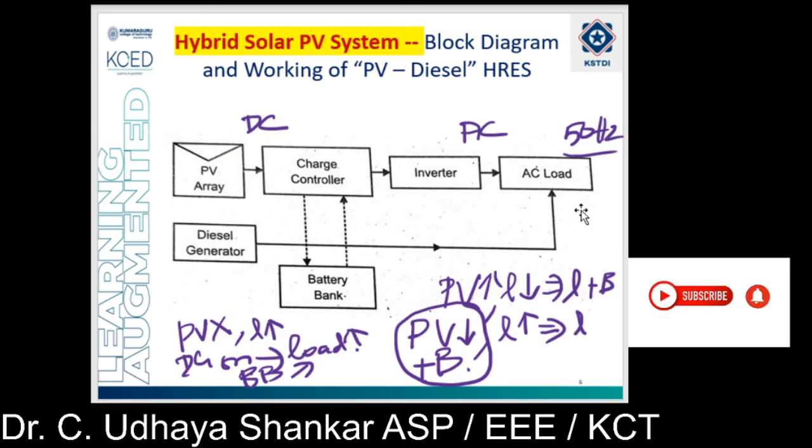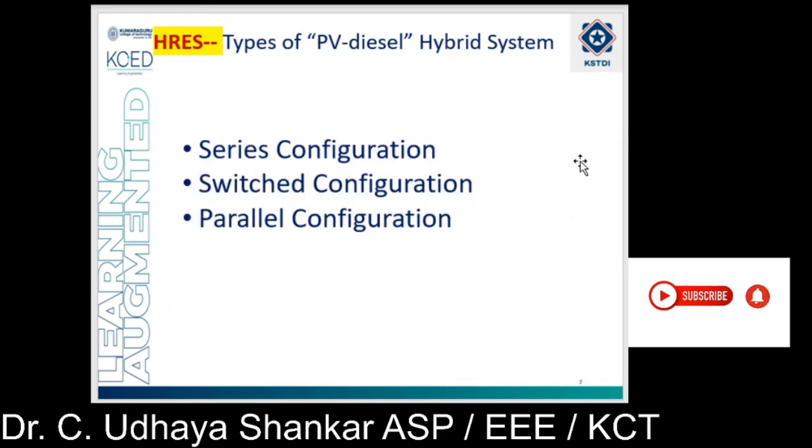So moving on to next, we will discuss what the different configurations of PV diesel hybrid renewable energy systems are. As I've already told, there are three different configurations. One is called the series configuration, the second is the switched configuration, and the third is the parallel configuration. Each and every configuration has its own advantages and disadvantages.